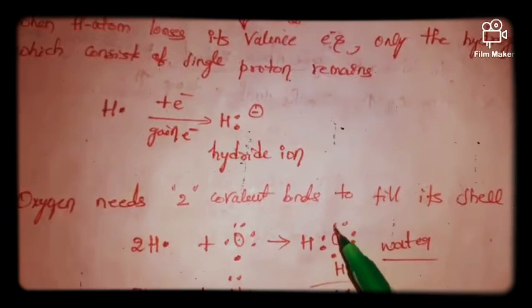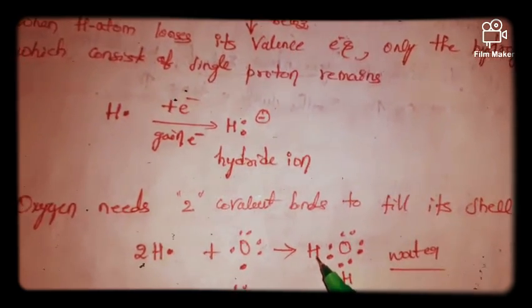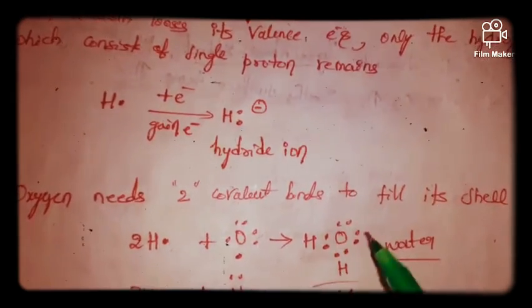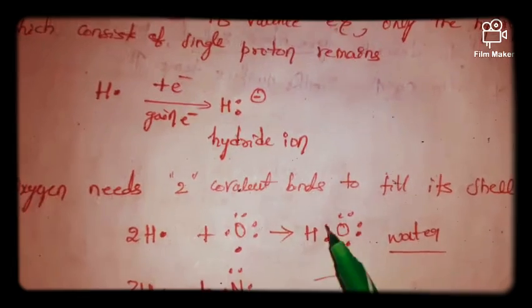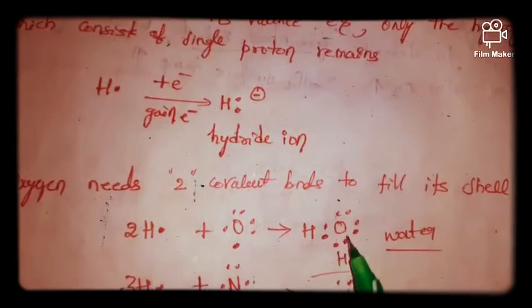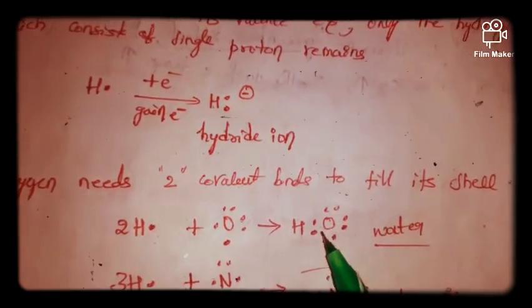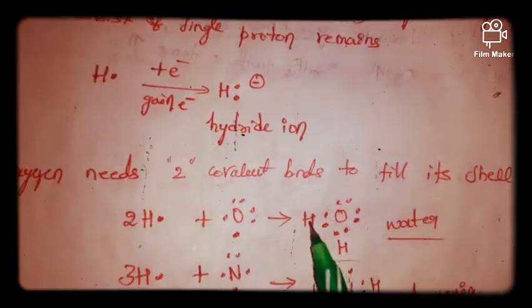Okay, see, the same thing friends, we have seen the covalent bond in case of fluorine, no? The same thing here also. Here hydrogen needs 2 electrons to get a duplet. Here oxygen needs an octet, no? So here it requires 2 electrons to fill its shell, so that here the water is formed.